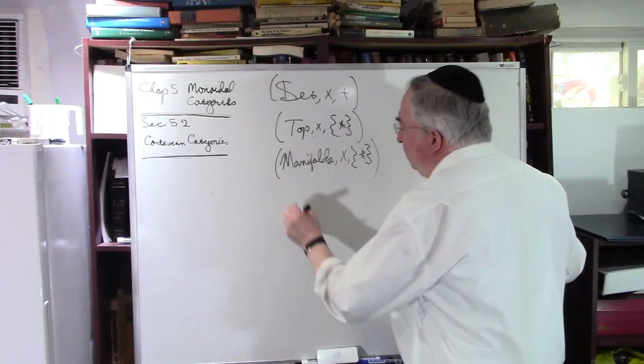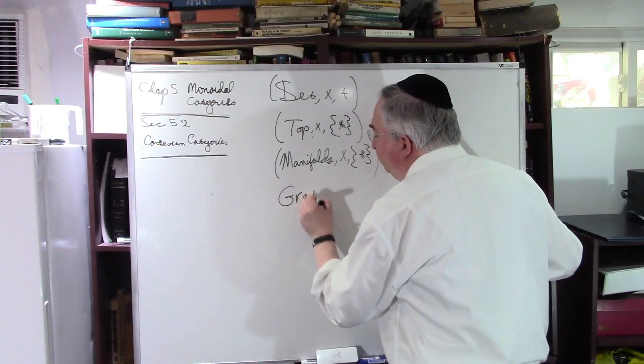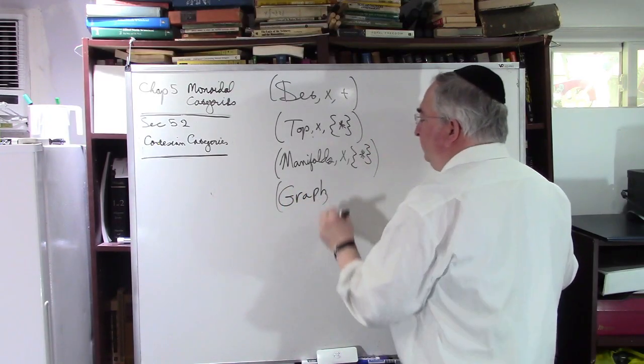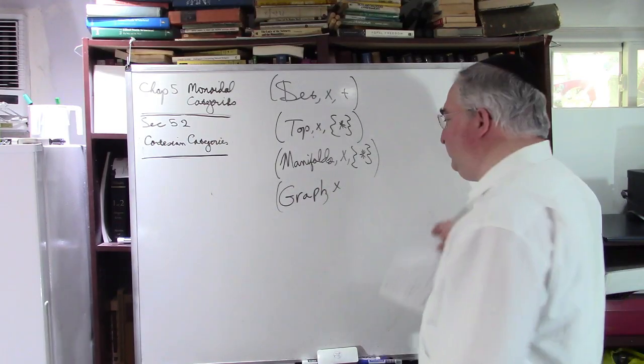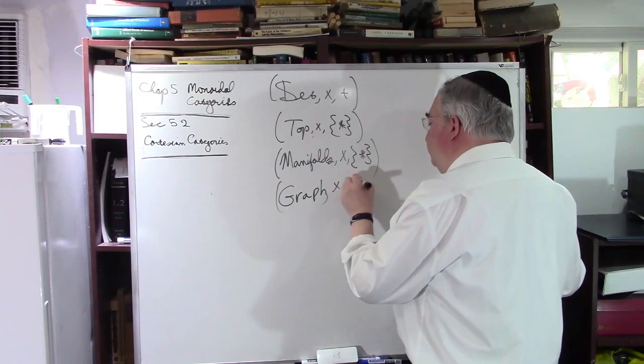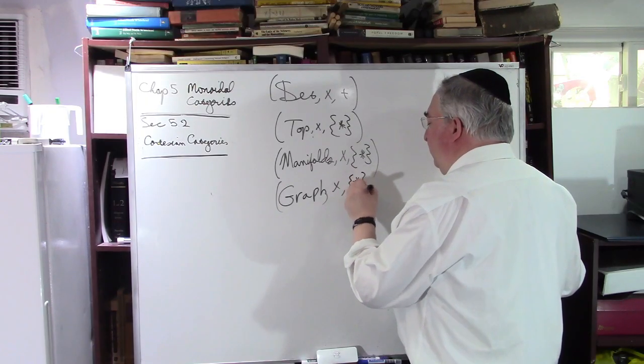Okay, great. Let's talk about another one. Graphs. We saw that we could take the Cartesian product of graphs. And what's a one-object category? What's a one-object graph, I guess, is that?